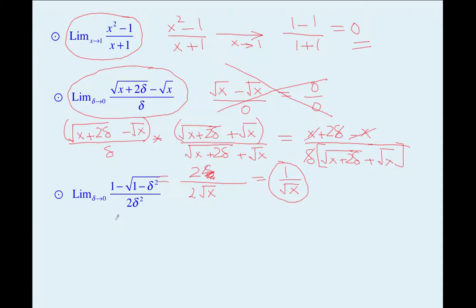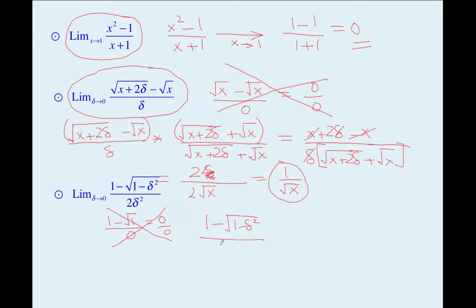And let's take another example. Here again, if I was to take delta equal to 0, I'd then have 1 minus square root of 1 over 0, and that's again 0 over 0, and that's again nonsense. So let's use our earlier trick.